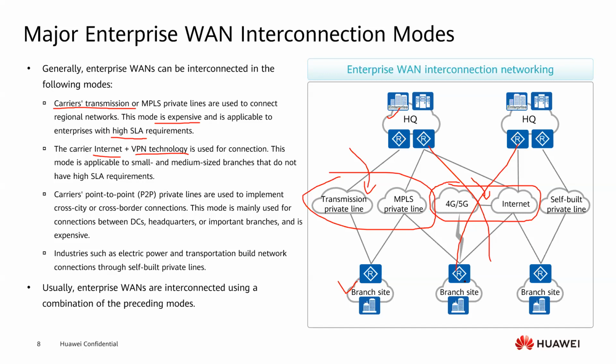Which means between the HQ and the branch, your SLA may have problems. But we have a solution for that. That is SD-WAN, but we'll talk about SD-WAN tomorrow. Okay, today we will not talk about SD-WAN. We only talk about the WAN interconnection.